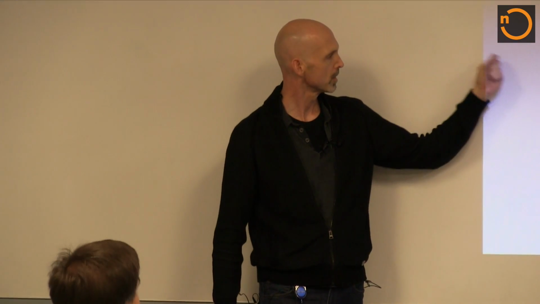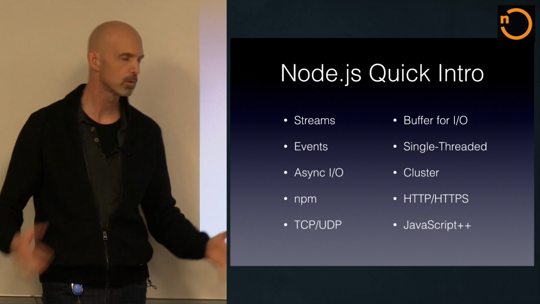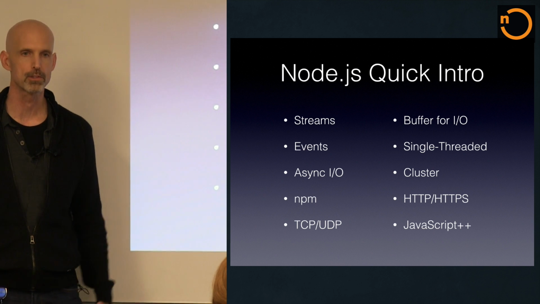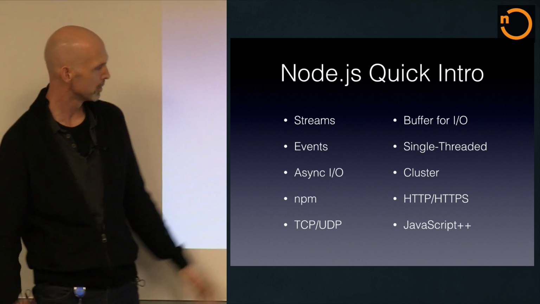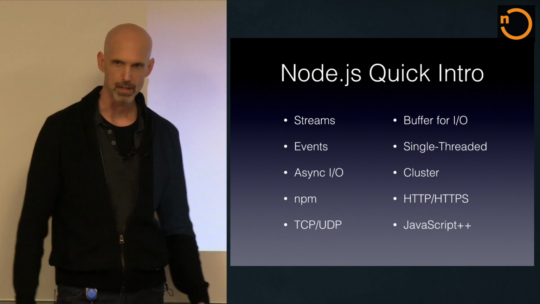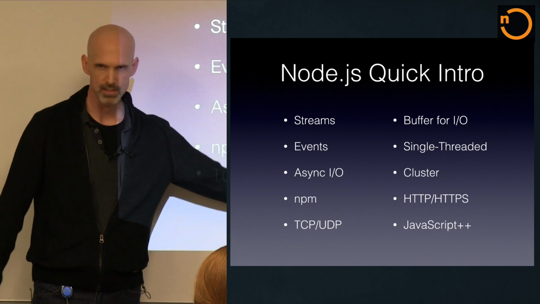So just a quick intro to Node and some of the features it has. The defining things for me, at least, are the fact that it's got streams, events, async I/O, and NPM, which I think is one of the killer features of Node. It's the one thing that I think makes this language really stand out. It does have TCP and UDP support, and buffers for I/O. JavaScript doesn't have anything like that. It is single-threaded, which I think is a wonderful thing because you don't have to worry about semaphores and mutexes. And then you've got cluster if you need to scale up, and HTTP and HTTPS. You don't have to include another library or build your own requests. I like to think of it as JavaScript with additions.